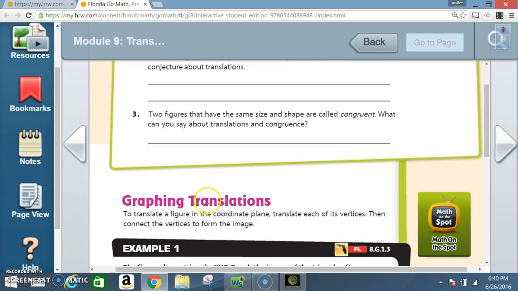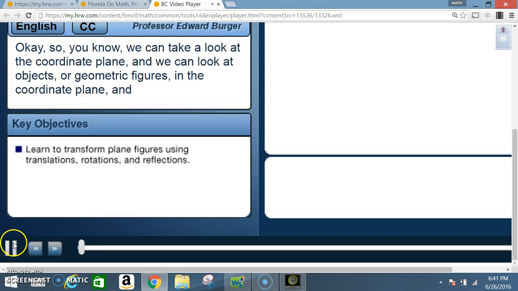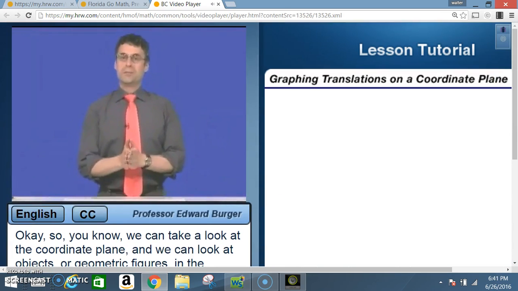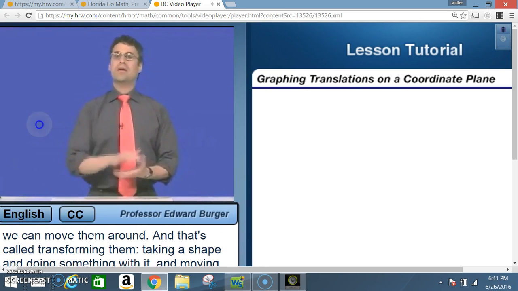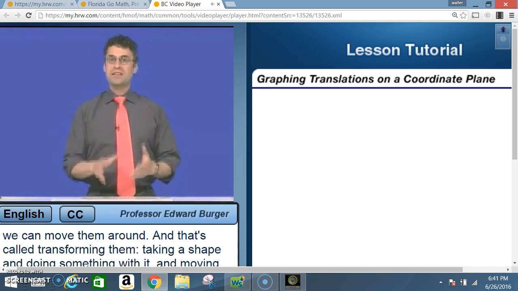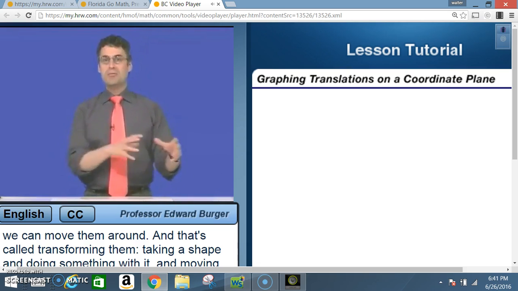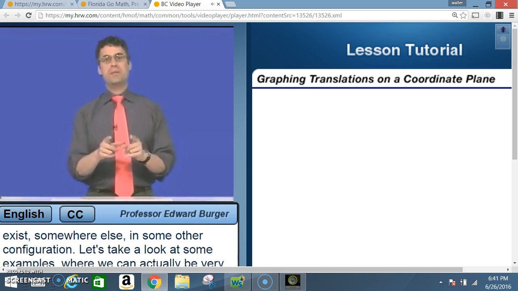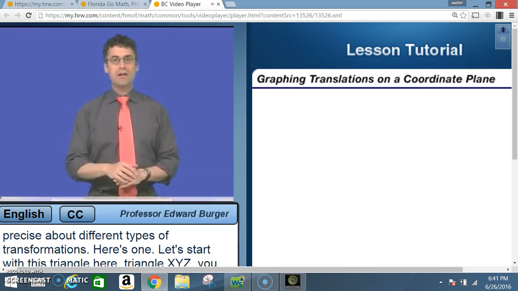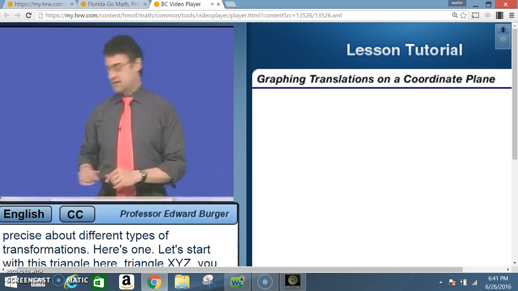Example 1, Graphing Translations. To translate a figure in the coordinate plane, translate each of its vertices, then connect the vertices to form the image. Okay, so we can take a look at the coordinate plane and look at geometric figures in the coordinate plane and move them around. That's called transforming them: taking a shape and moving it or having it exist somewhere else, in some other configuration. Let's take a look at some examples where we can be very precise about different types of transformations.